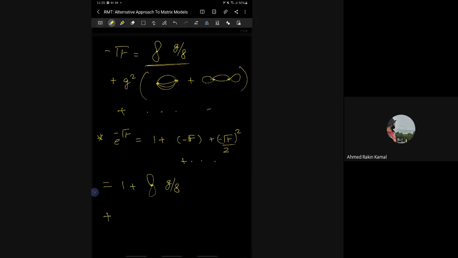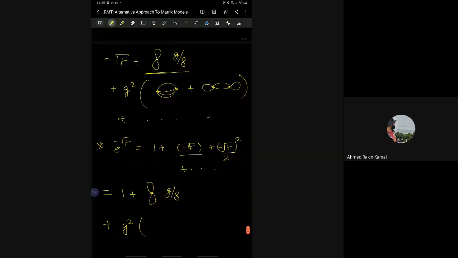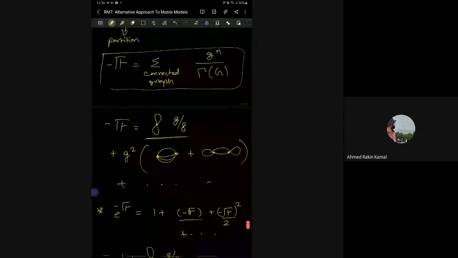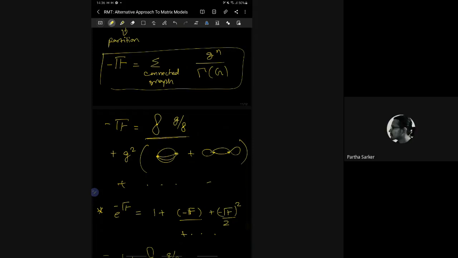Now, what happens at order G squared? F is this, and at order G squared, I can straight say that I have this plus this. Should the function be e to the power minus gF? Like, we're putting vectors here. G is already there. Oh, yeah, in the definition of F.